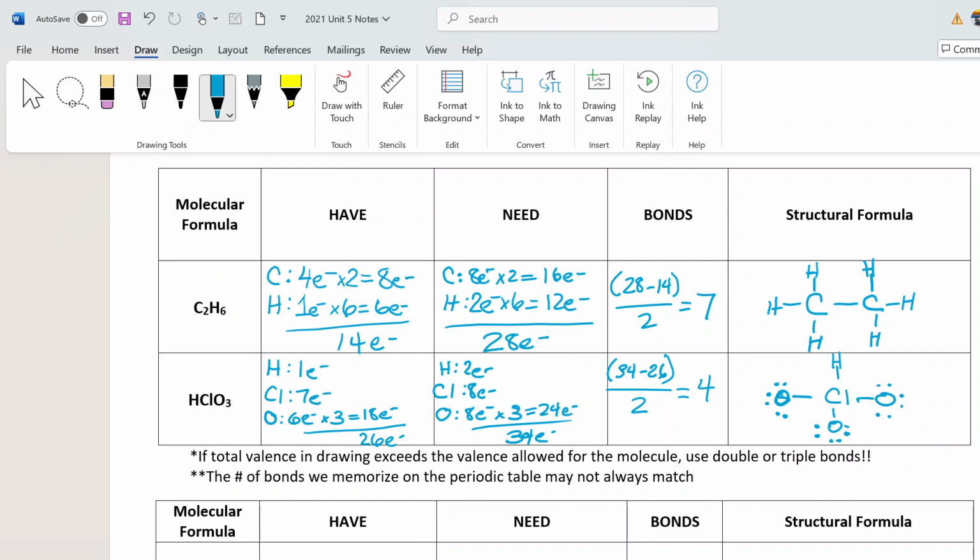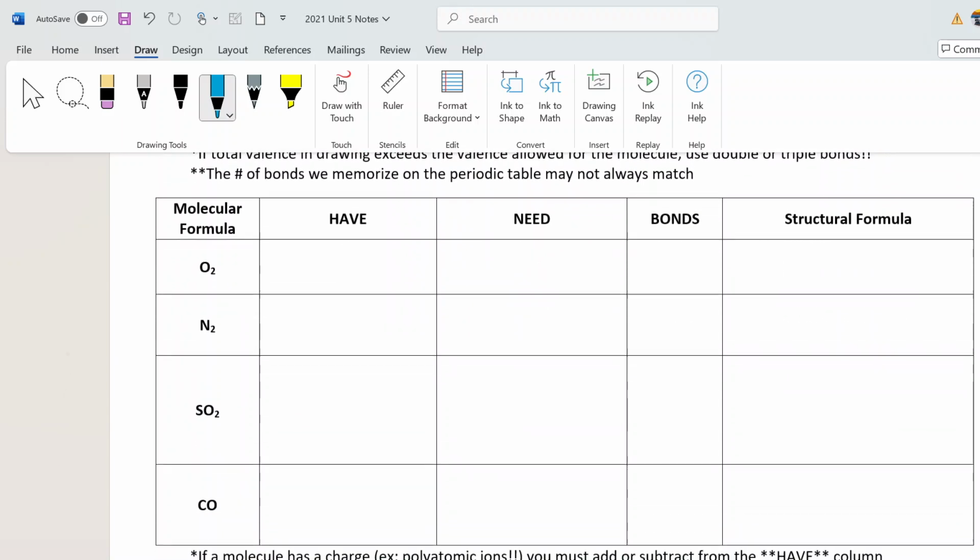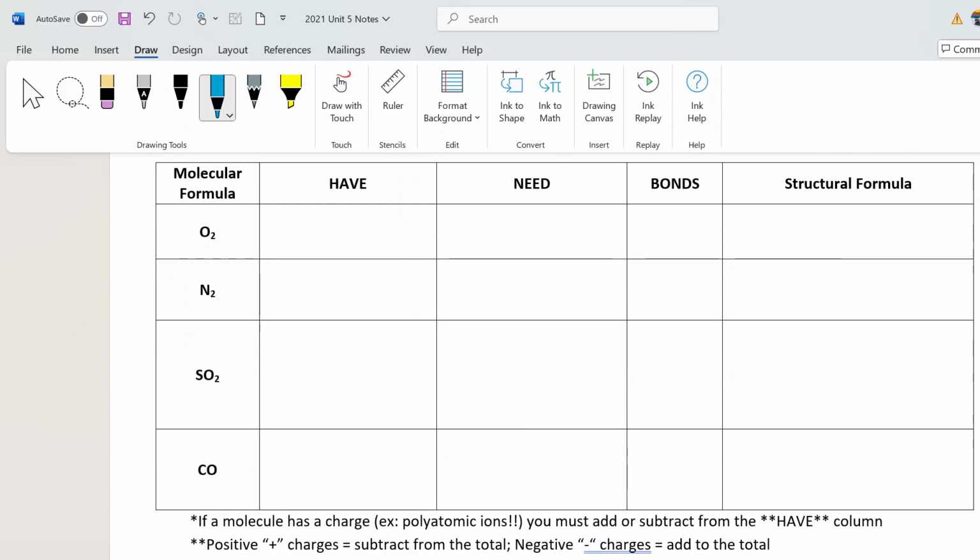Our need column is used to help us figure out how many bonds we would have. Okay, so if the total valence in the drawing exceeds the valence allowed for the molecule, we're going to use double or triple bonds. The number of bonds we memorize on the periodic table may not always match. So moving on here. Again, oxygen is in group 6, so oxygen has 6 electrons times 2, which gives me 12 electrons.